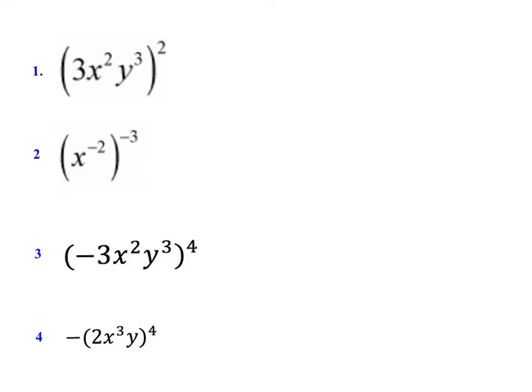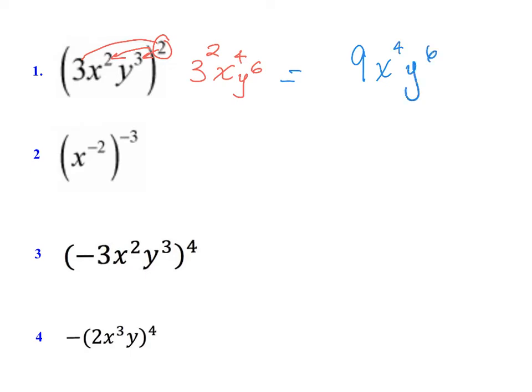All right, so in this case, you are distributing the 2 because you are raising that whole thing to the power of 2. So it's 3 to the power of 2, x to the 2 times 2 because power to power multiply, and y to the 2. All right, so you get 3 squared, which is 9, x to the 4, y to the 6. Go ahead and pause it, and then come back and do the next one.